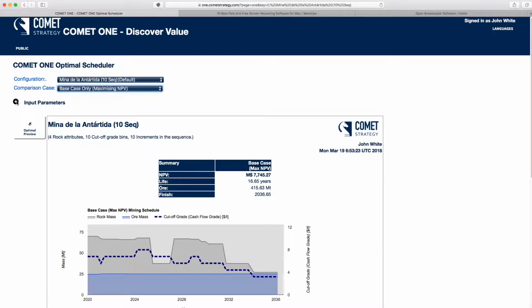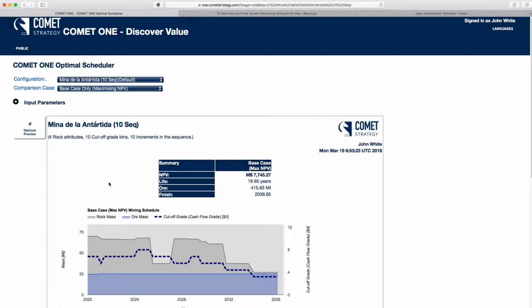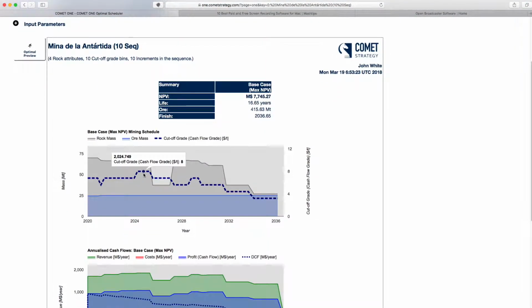Now, there's a whole lot of input parameters. I'll let you have a look at those in your own time, but we're going to focus on the results here. There are 4 sets of results, really, when you have a look at these. The first set of results is in this little table at the top. The most important number is put at the top, the net present value. It's in bold, strategically placed at the top because it's the most important number.